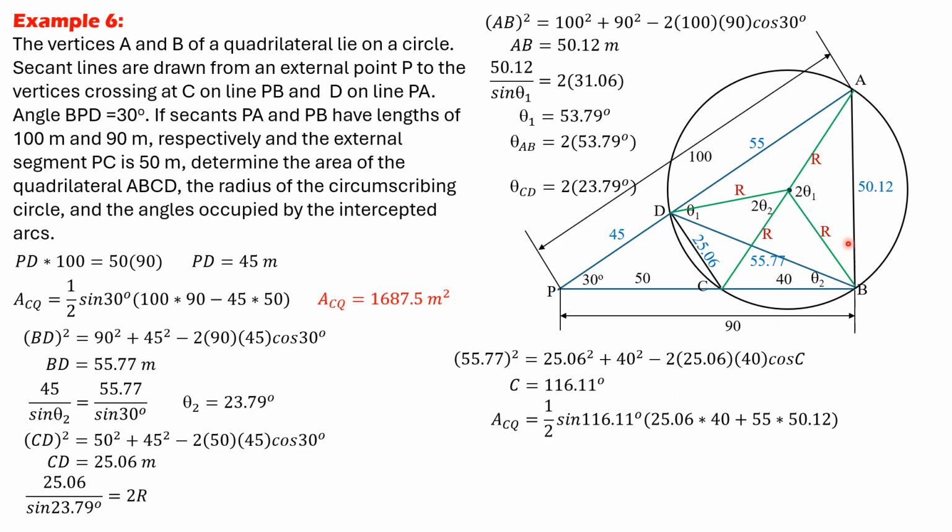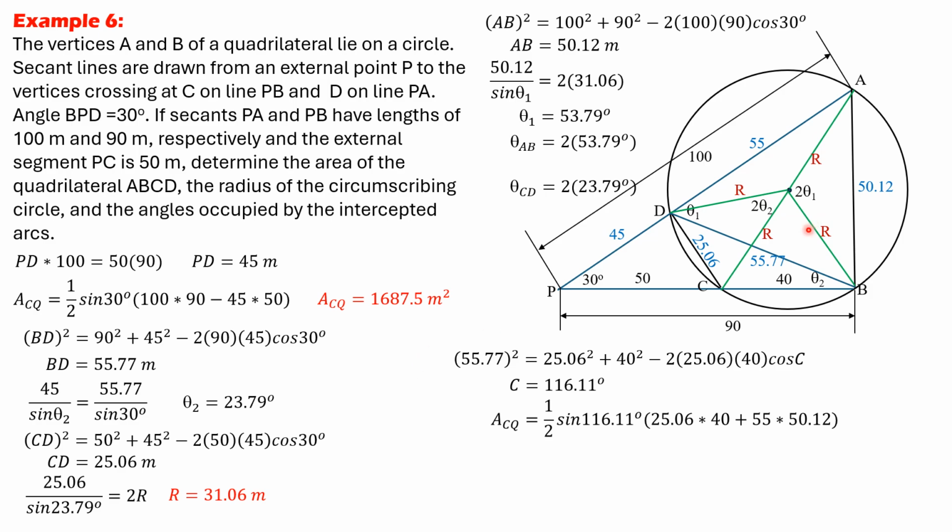Then we compute CD, considering this small triangle PDC. So CD square is equal to 50 square plus 45 square minus 2 times 50 times 45 cosine of 30 degrees. So CD is 25.06 meters. Considering now BCD, we can now compute the radius of the circumscribing circle. So opposite side 25.06 is to sine of theta 2 equals 2r. So r is equal to 31.06 meters.